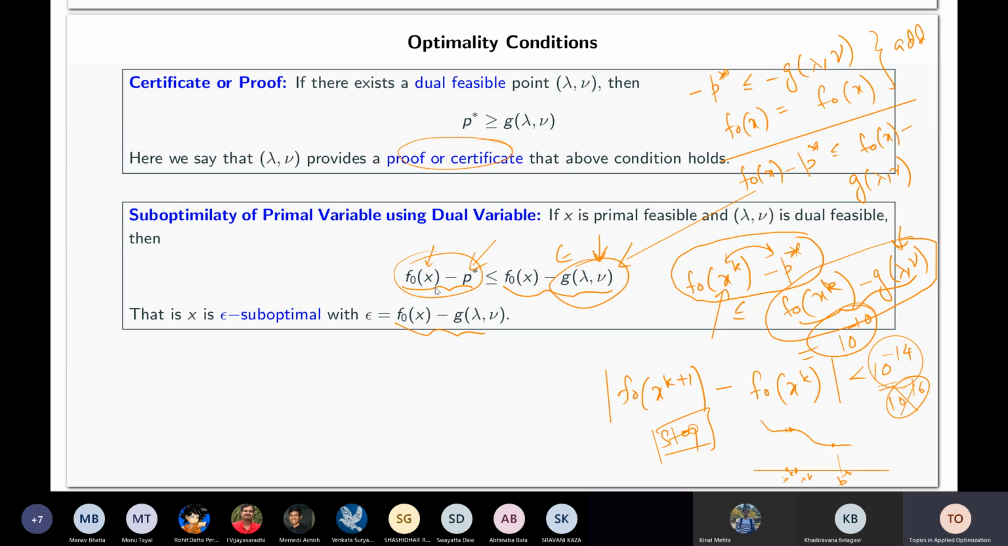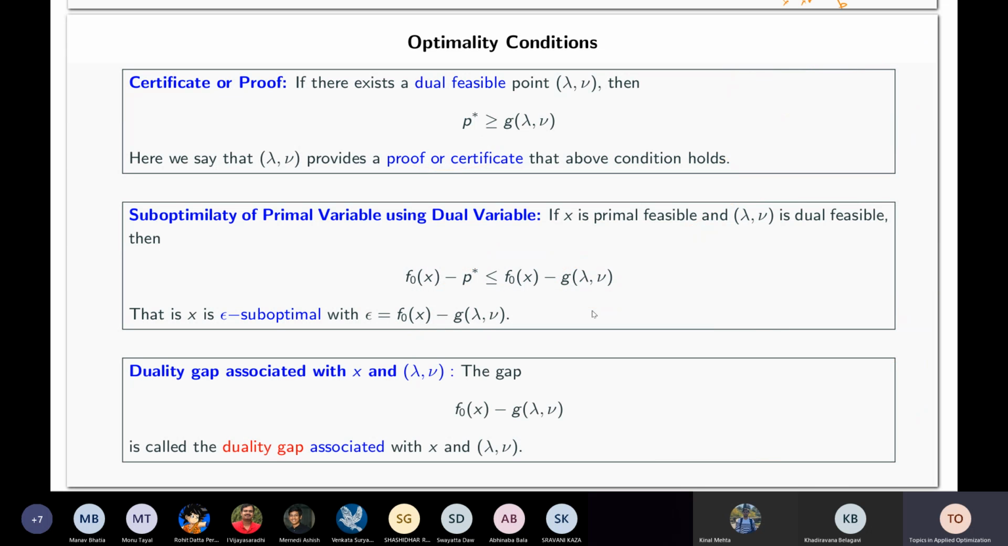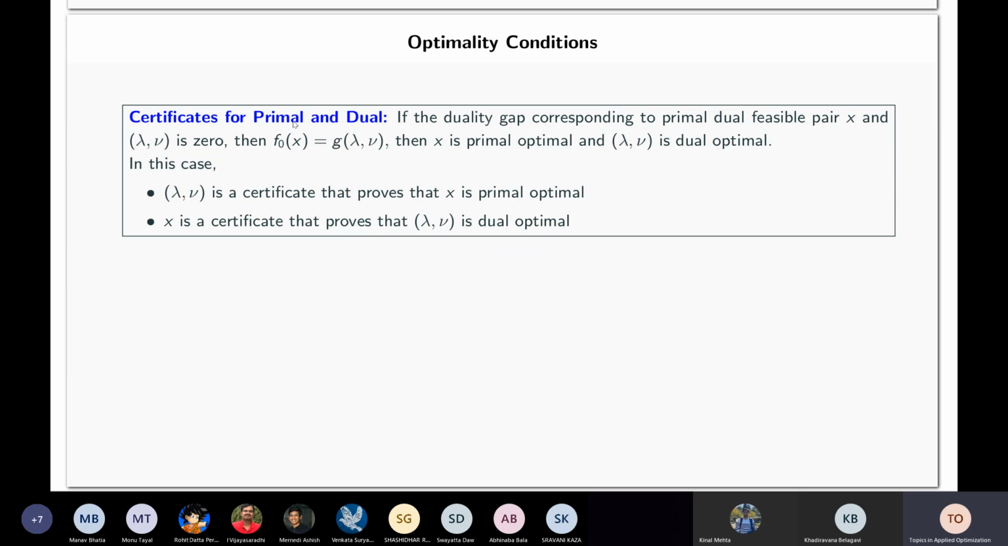So this can be used, but there are slightly better ways of getting this upper bound. We will see this later. The duality gap associated with x and lambda, nu can be defined like this. This is the duality gap with primal x and dual variables. One duality gap we know is p star minus d star, but here we are talking about the duality gap associated with the variables, where we take this difference. So this is the duality gap associated with the variables.